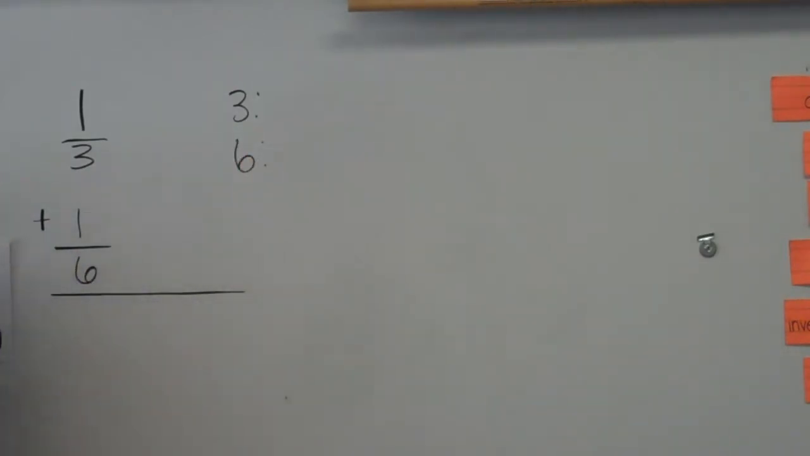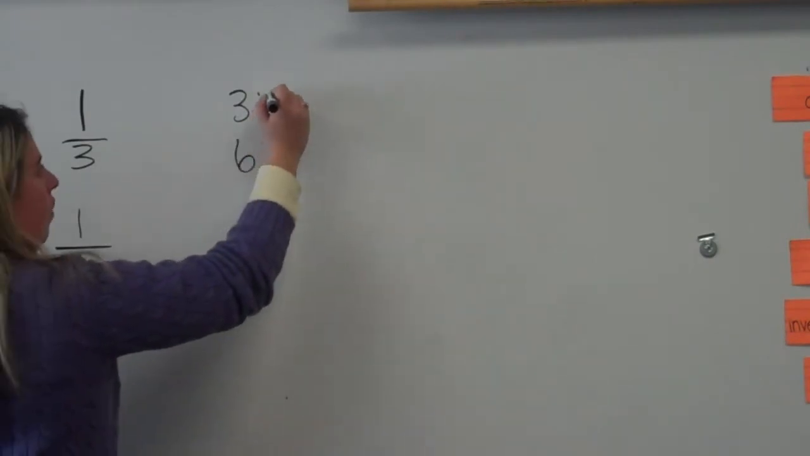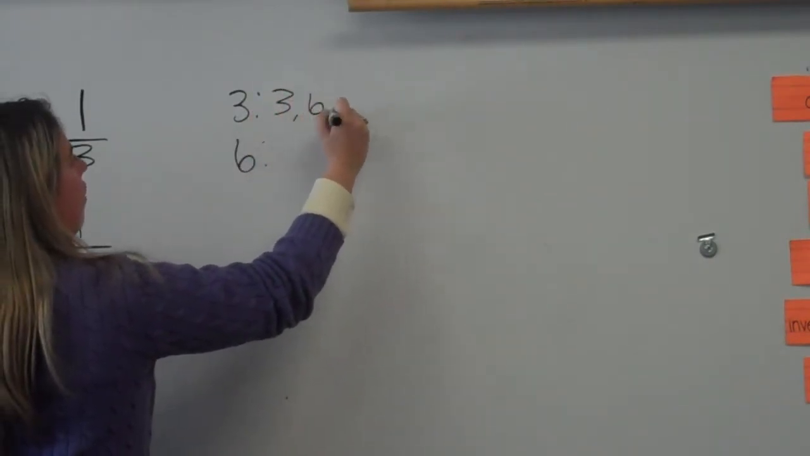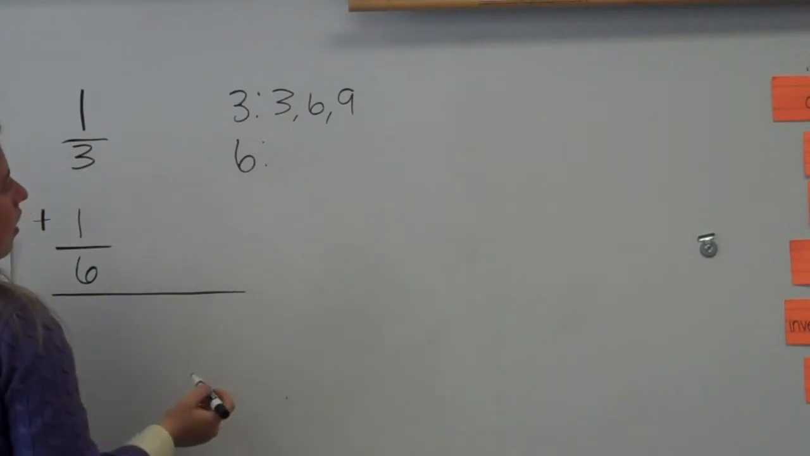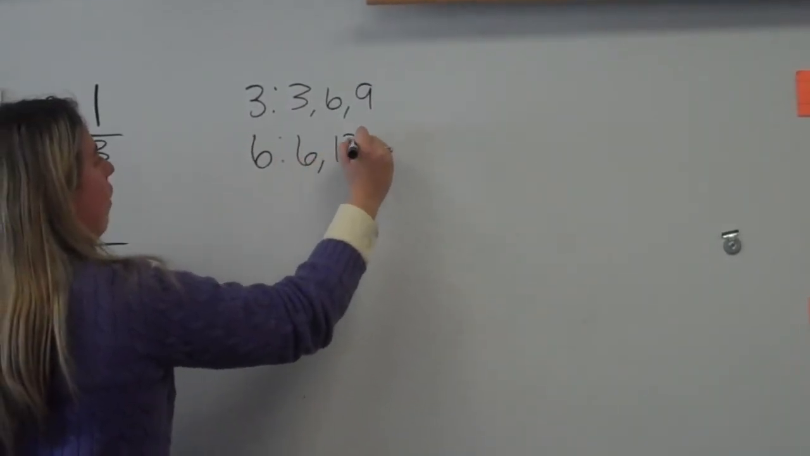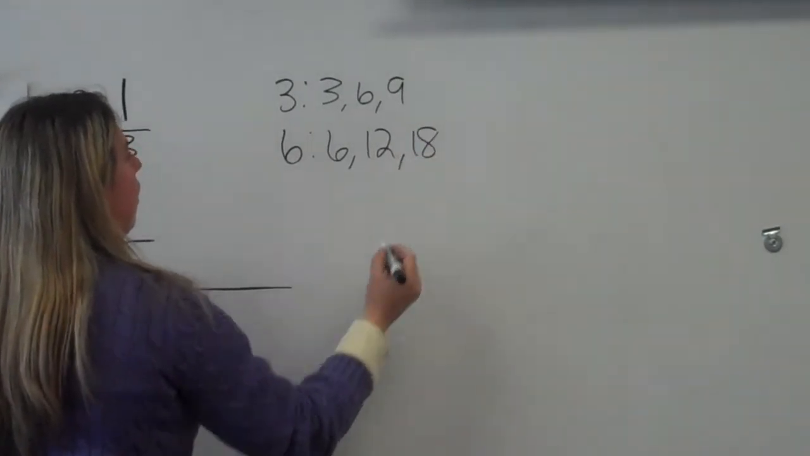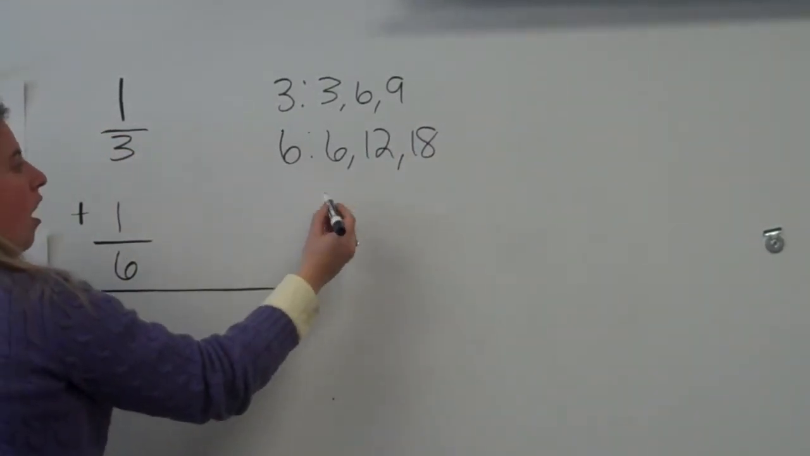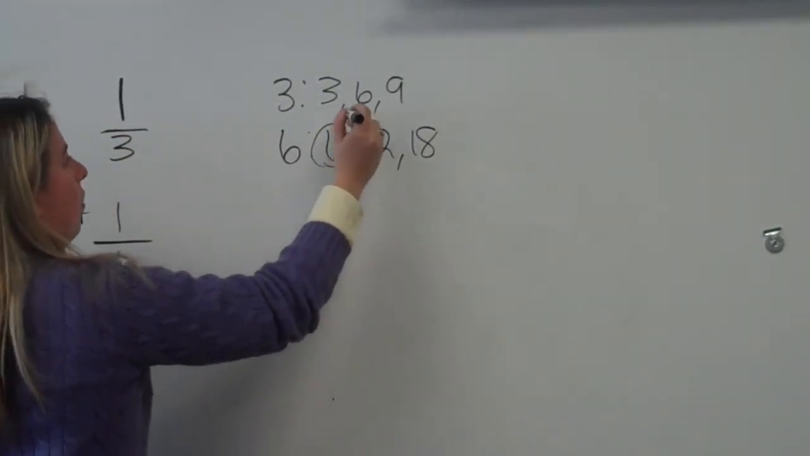The least common denominator is the same thing as the least common multiple with fractions. I'll write the first three multiples of 3, which are 3, 6, and 9. Then the first three multiples of 6 are 6, 12, 18. If I look at this, my least common denominator or least common multiple is 6.